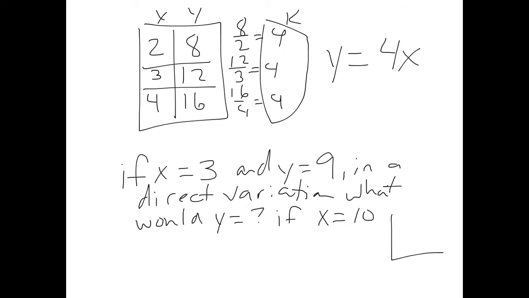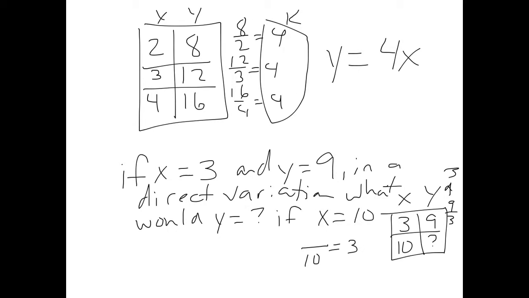I think the best strategy is to set up your own little table, x, y. So we're told that this is 3 and this is 9. And we're told that this is 10 and we're looking for this. All we do is divide y by x. So 9 divided by 3 equals 3. So we ask ourselves, what divided by 10 equals 3? And the answer is 30 divided by 10 equals 3. When you look at it, you're just doing 3 times 3 is 9, 10 times 3 is 30. So you could ask yourself, 10 times this k would get you that.